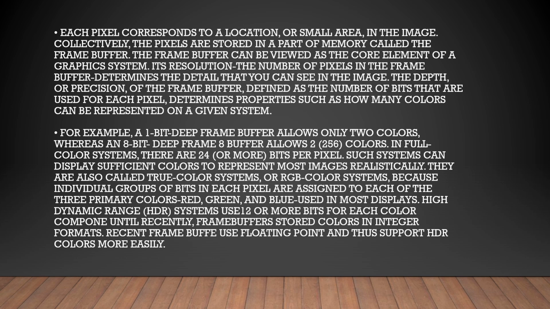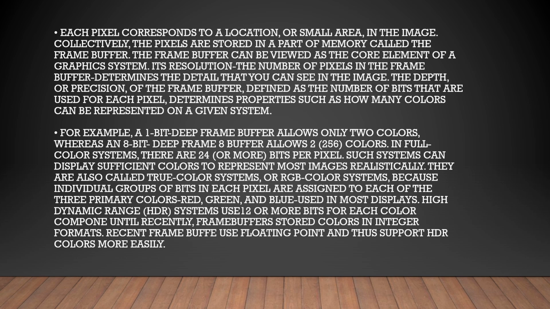In full color systems, there are 24 or more bits per pixel. Such systems can display sufficient colors to represent most images realistically. They are also called true color systems or RGB color systems, because individual groups of bits in each pixel are assigned to each of the three primary colors, red, green and blue, used in most displays. These are the main colors.